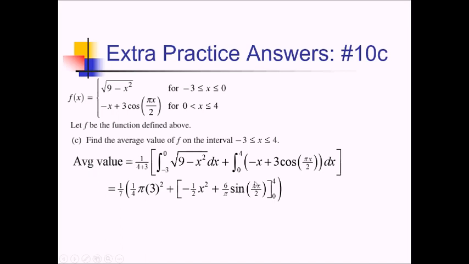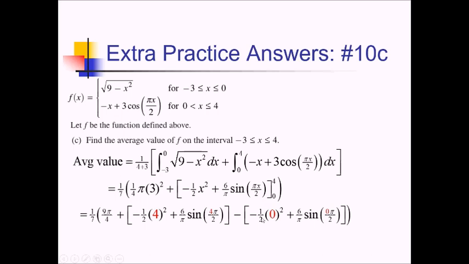And we're evaluating just that piece from 0 to 4. All right, simplifying a little bit more now. We have a 1/7 still. This is going to be a 9 pi over 4. And then over here, we have all of this stuff with 4 plugged in, minus all of this stuff with 0 plugged in. These are all constants.